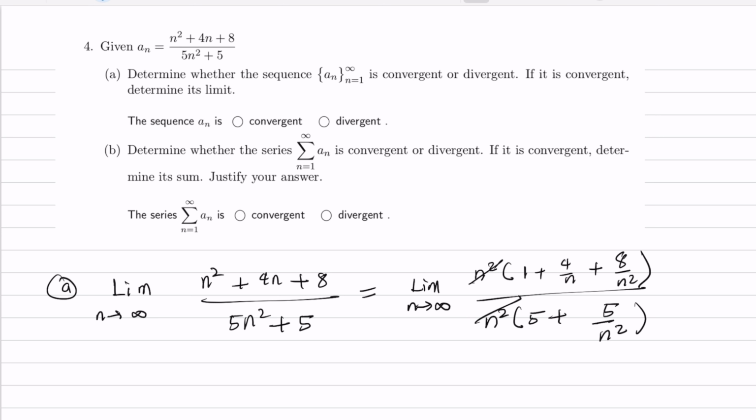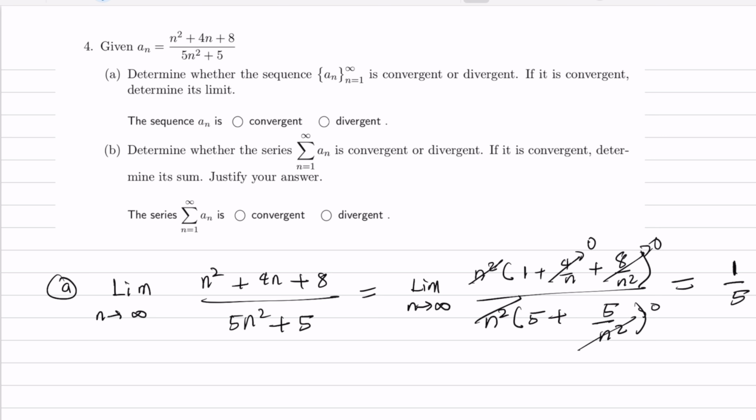And if I take the limit as n goes to infinity, this goes to 0, this goes to 0, and this also goes to 0. Eventually, this goes to 1 over 5, right? So is the sequence convergent or divergent?